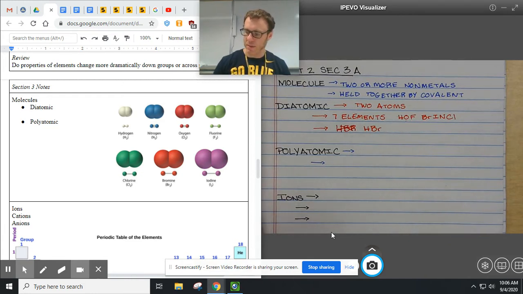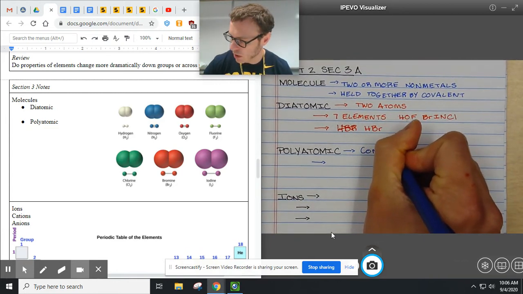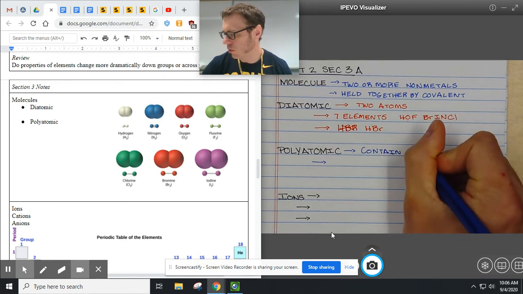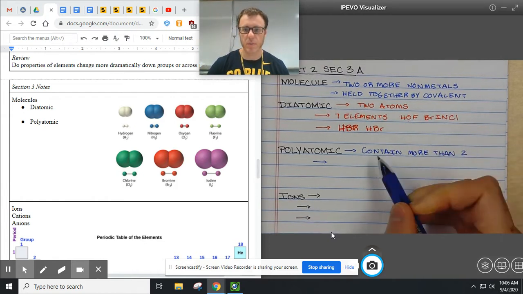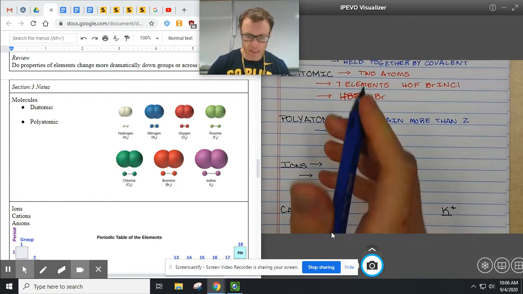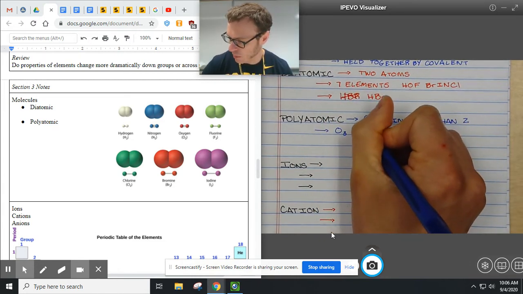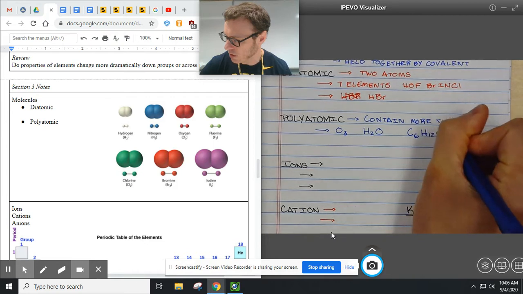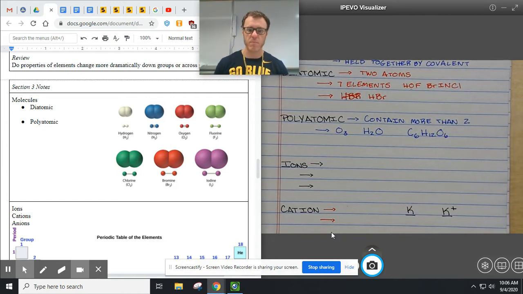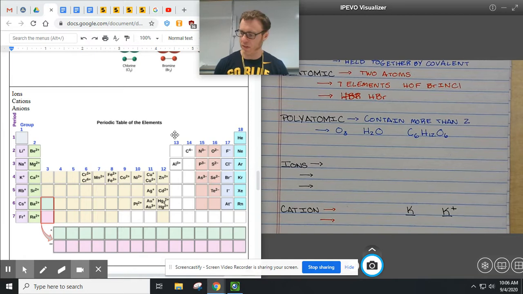Now polyatomic molecules, these contain more than 2. I'm going to write some examples right here. Some examples of these would be O3, that's ozone. H2O, you guys are familiar with that. This is glucose, C6H12O6. So those are 3 examples of very, very many. There's a lot of them. And so here are 7 elements that are diatomic. Now, as we move on to ions, we're going to get into a little bit of a different scenario.